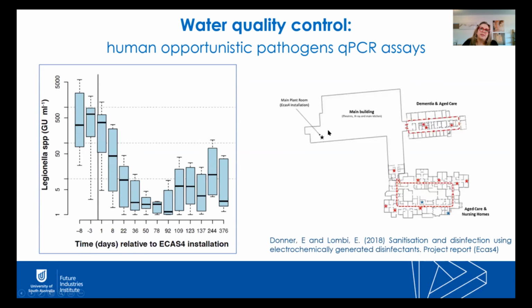Here is the plan of the aged care facility. That is what was monitored. They also monitored the air conditioning of the aged care facility. What you can see is that the Legionella level originally in the water involved in the air conditioning system was definitely high before inserting the ECAS disinfection system. After the installation of the ECAS, which is a booster for disinfection, the load of Legionella went down quite significantly.